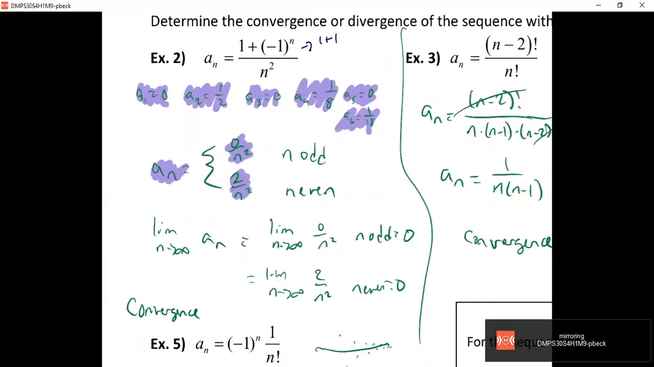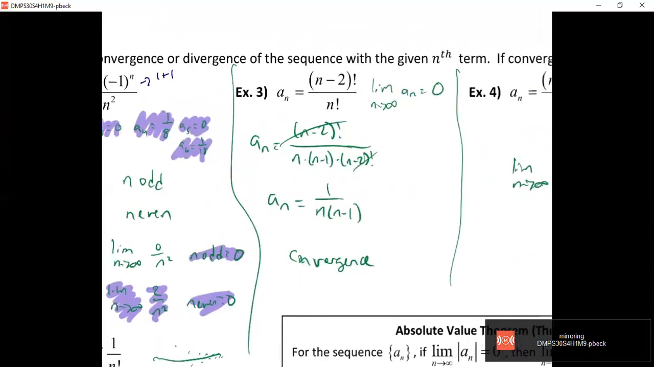Now we will take the limit, and we have to take the limit of each case because we broke this into a piecewise function. So if n is odd, that limit is 0 because it's a definite 0. If n is even, that overall limit as n approaches infinity is also 0. Because both are 0, we now have convergence for any n.